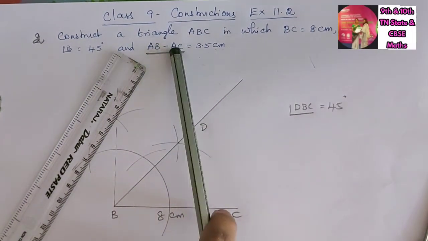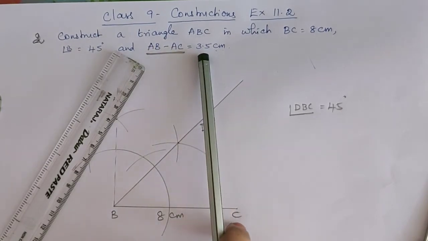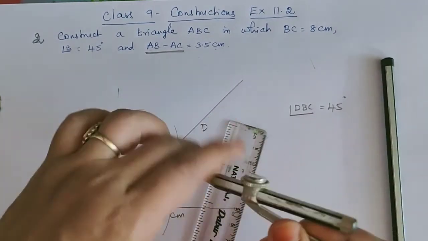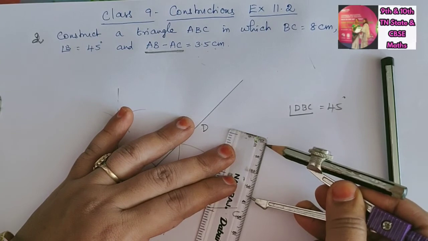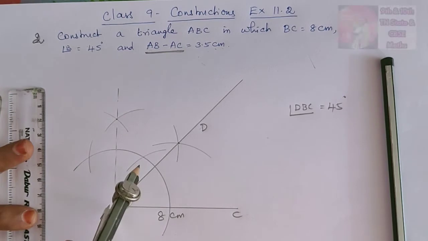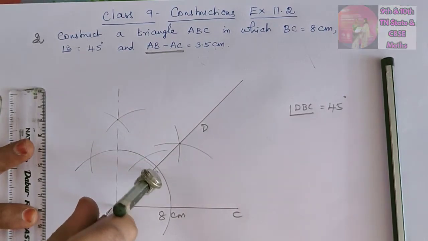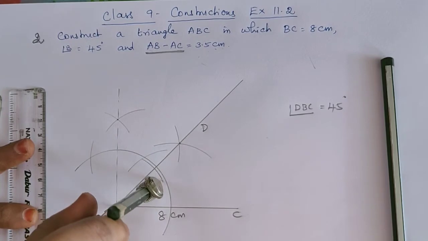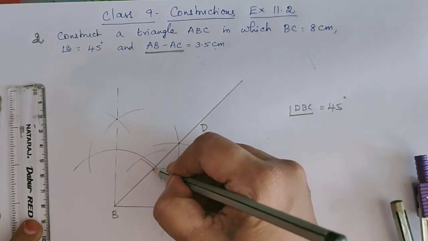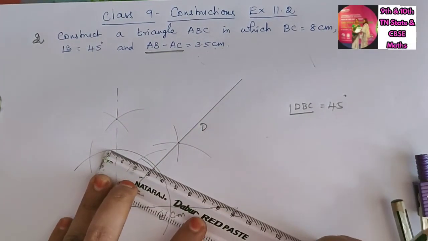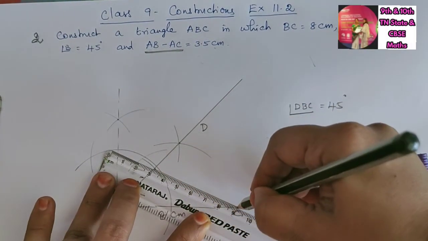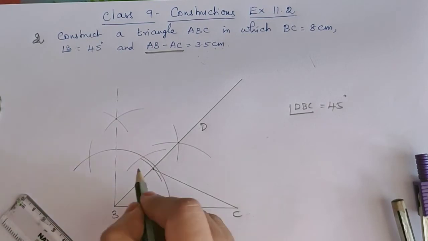Then AB minus AC is equal to 3.5 centimeter. So that is the difference between these two lines is given as 3.5 centimeter. So we'll take 3.5 measurement. So this is 3.5. So with B as center, we'll cut 3.5 on BD and we'll join that point to C. We'll mark that as E.